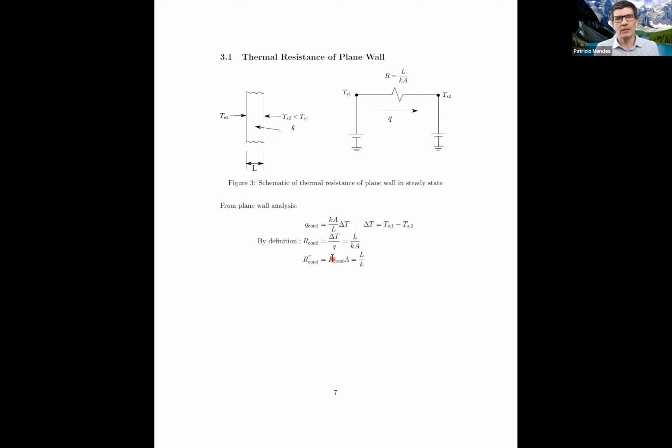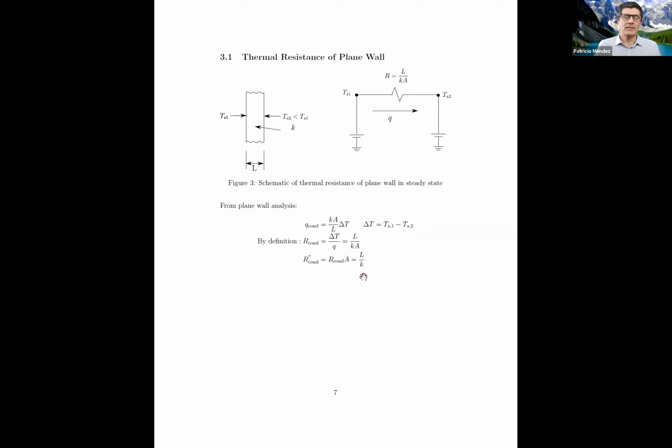Now, for the wall, it's so simple because it's steady state and it's 1D, and the answer was a straight line. And when we did all the calculations, we could establish that the thermal resistance per unit area of a wall is the thickness of the wall divided by the thermal conductivity of the wall.